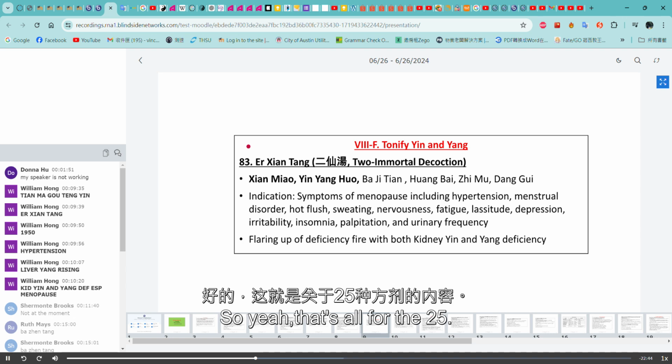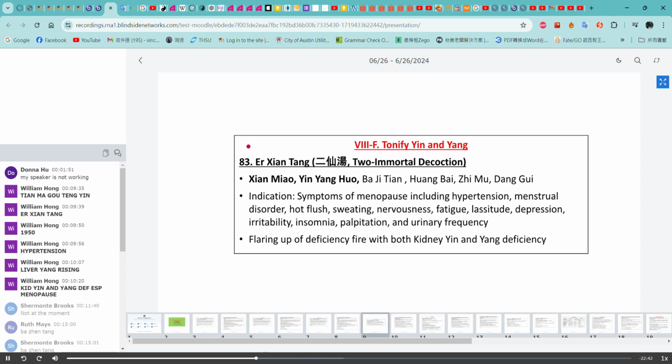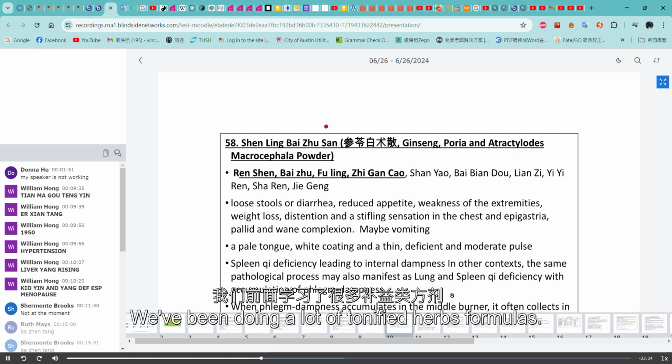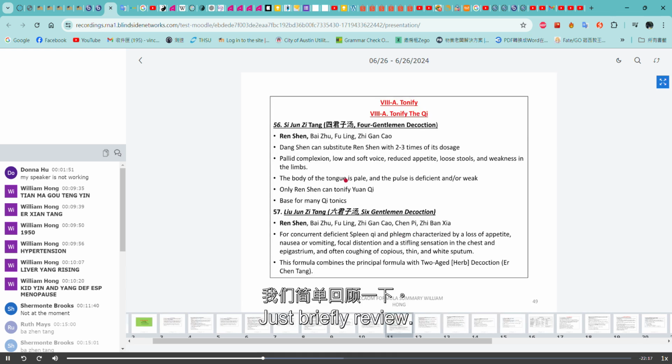So yeah, that's all for the tonifying formulas. Any questions so far? Okay, since we've been doing a lot of the tonifying herbs formulas, we'll just briefly review.